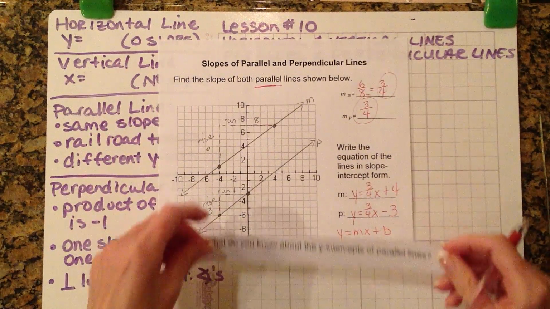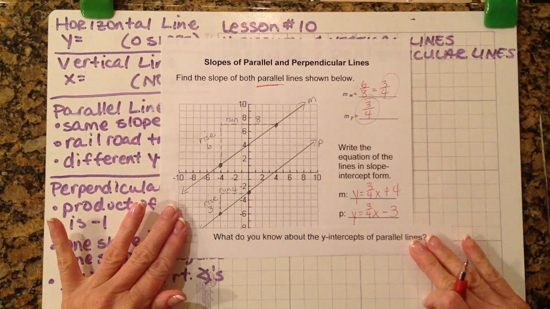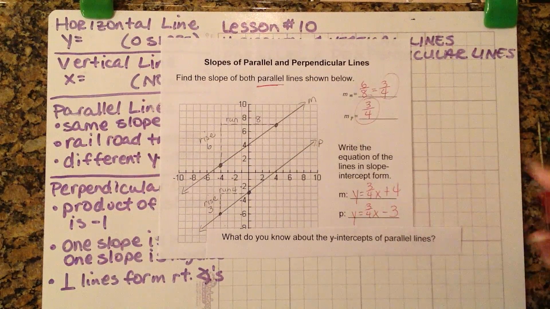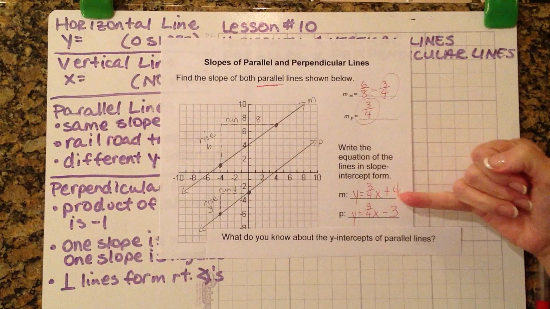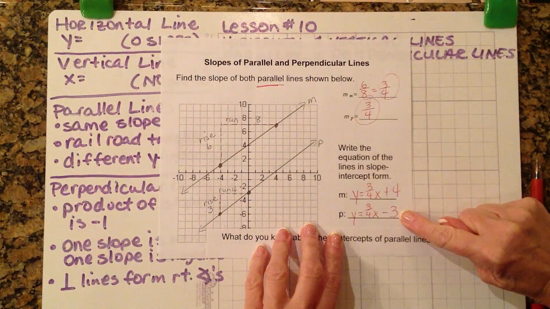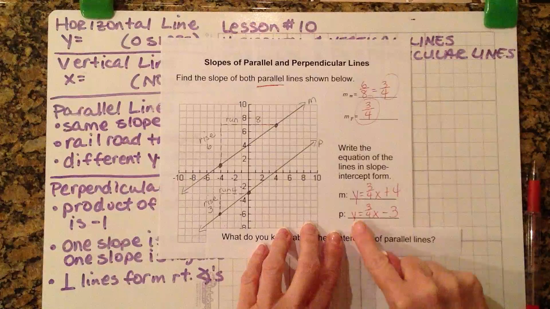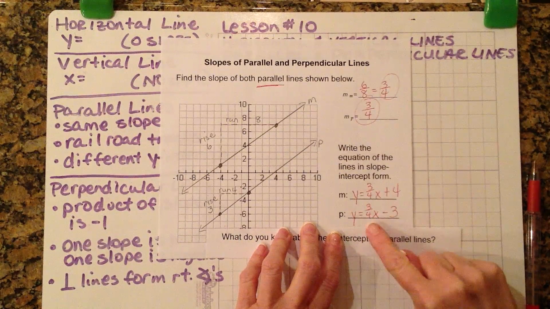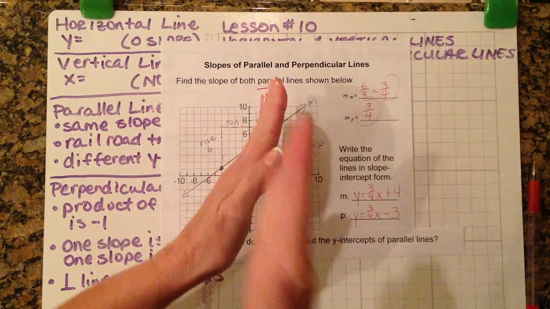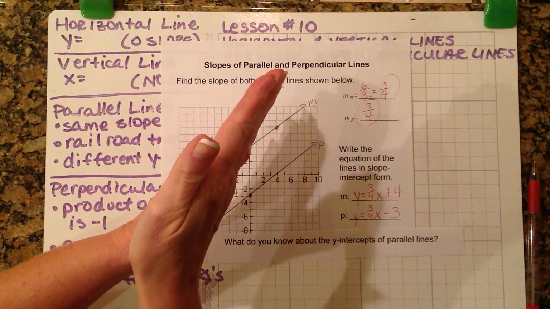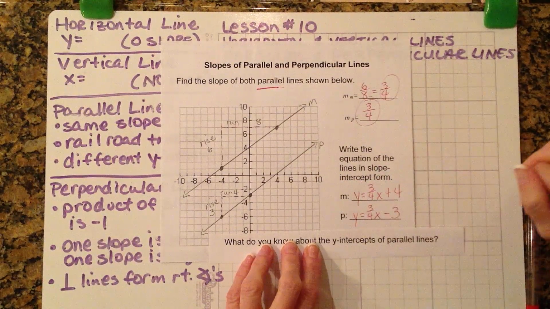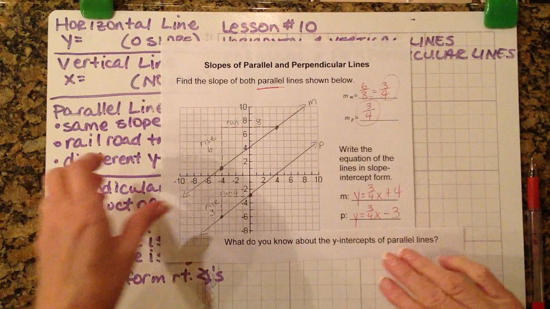What do you notice about the y-intercepts of parallel lines? These y-intercepts are different. They're two different numbers. They have the same slope, but a different y-intercept. What if the y-intercept of this line was positive 4 also? What if this said y equals 3/4 x plus 4? That would mean they would be exactly the same line, sitting right on top of each other. They'd be coinciding. So to have two parallel lines, you have the same slope but different y-intercepts.